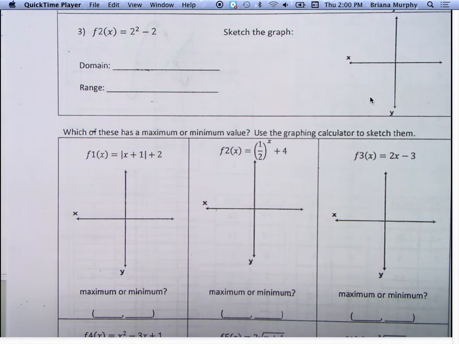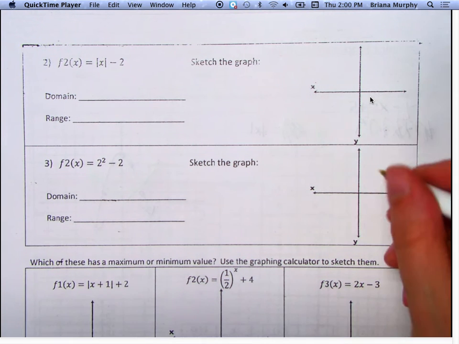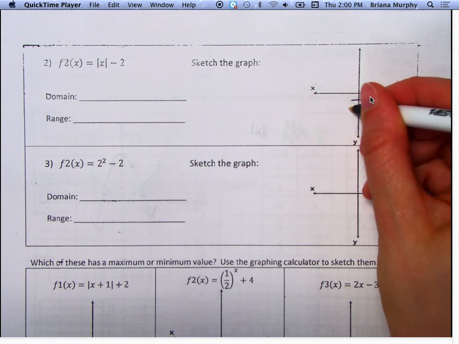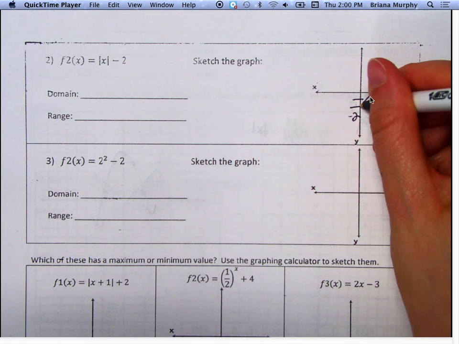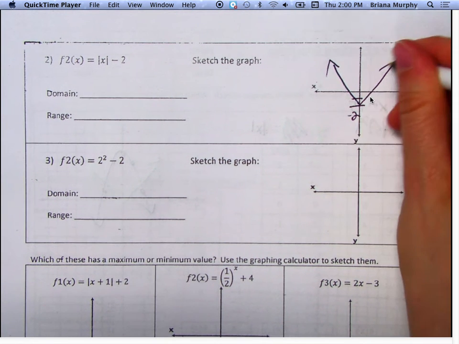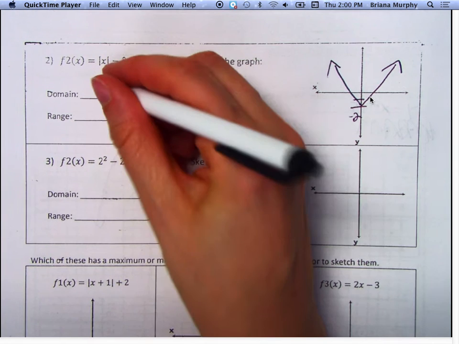Anyways, absolute value of negative 2. We know absolute value means it goes straight up and down, and we're going to go down 2. So the absolute value looks like this, right? That's a straight V. Correct? Okay. What is the domain? All real numbers.